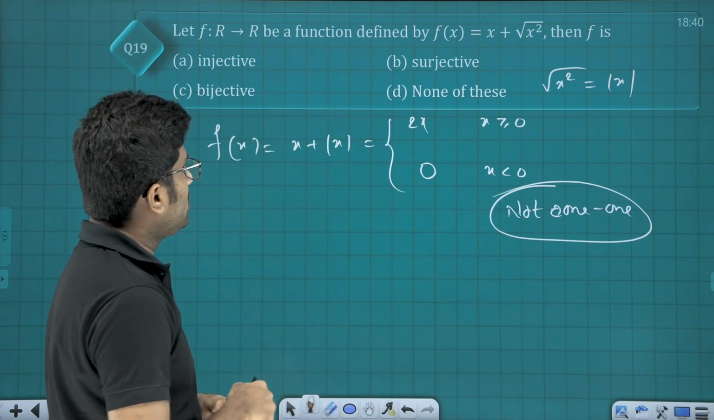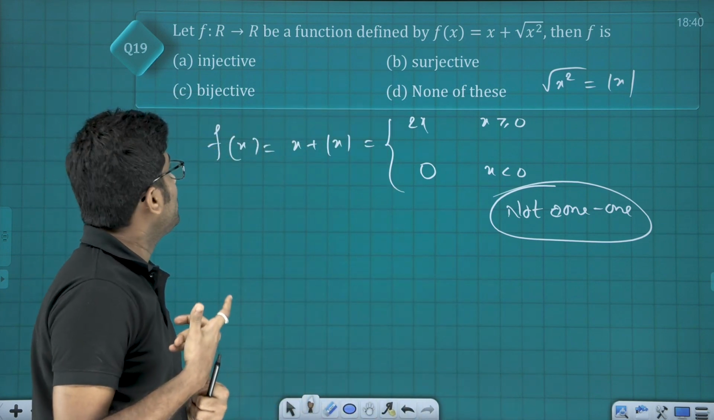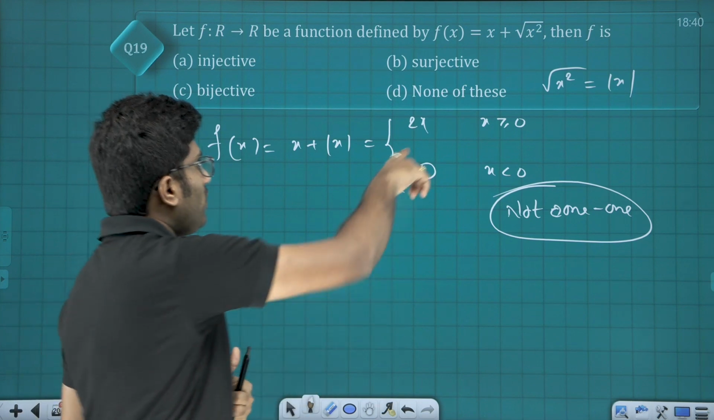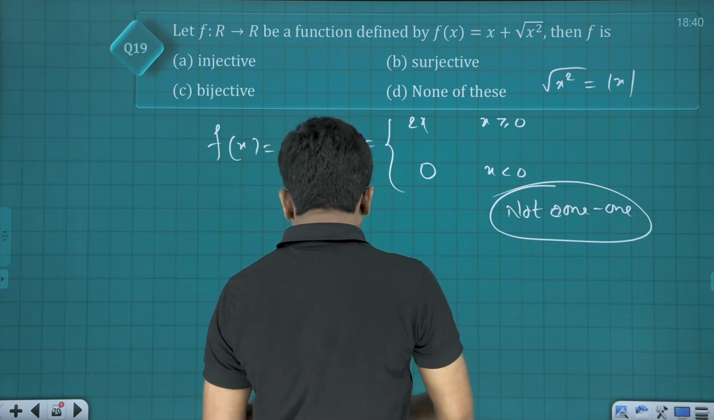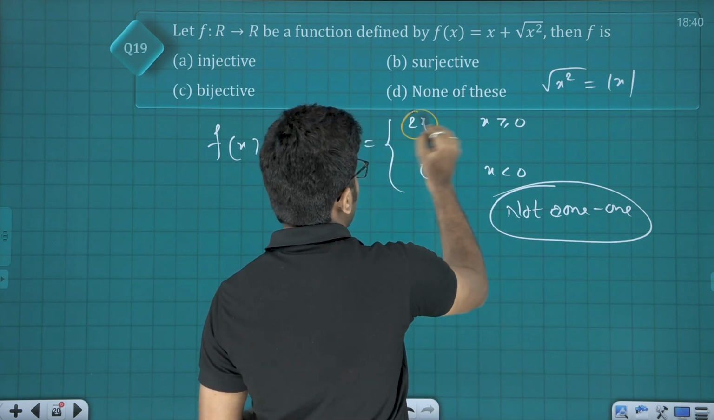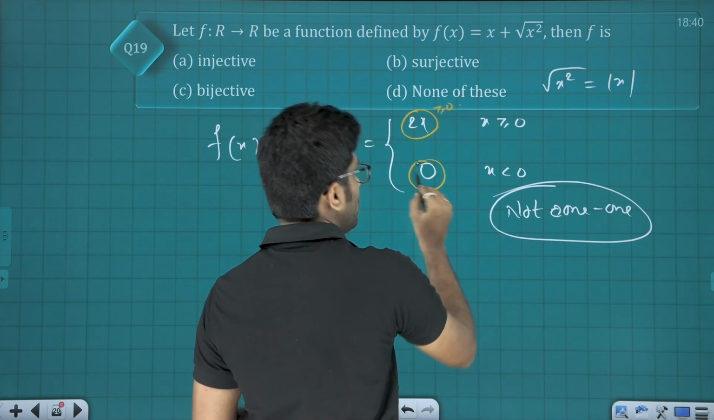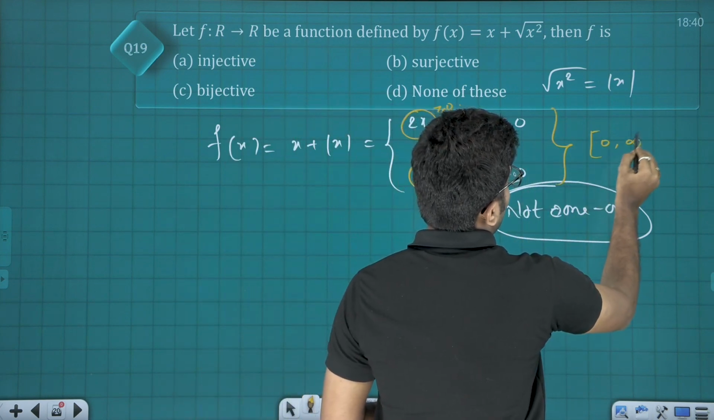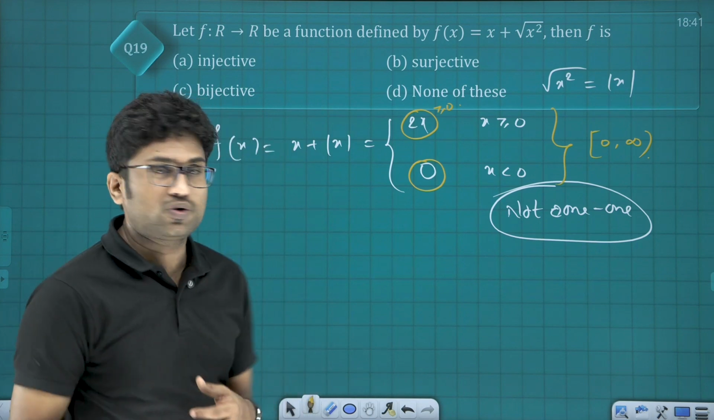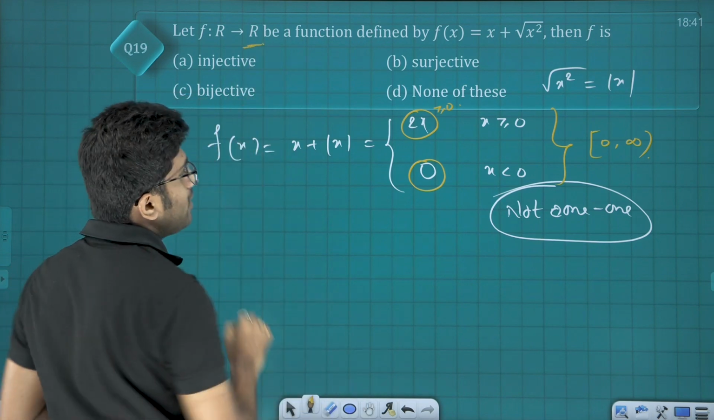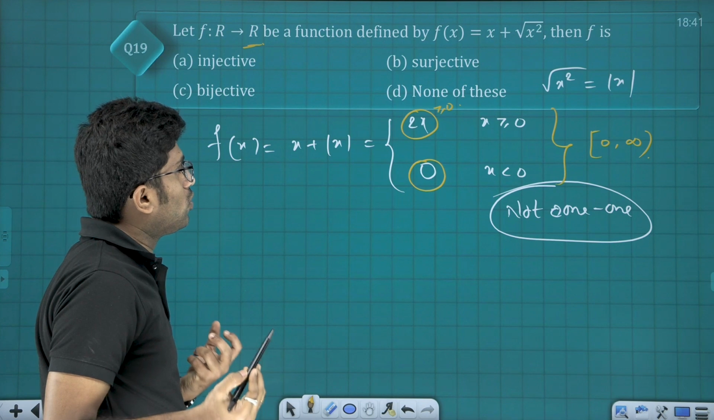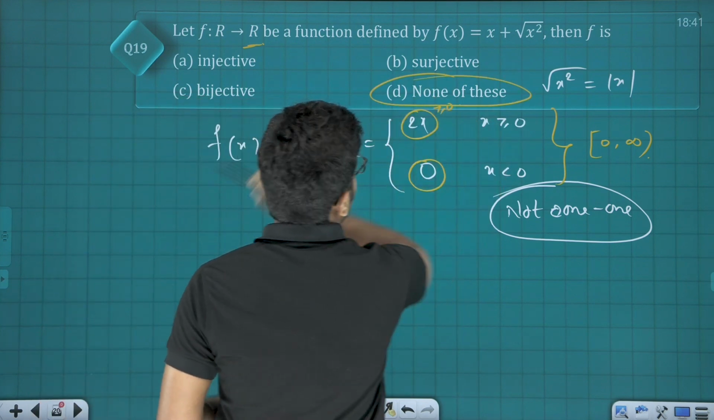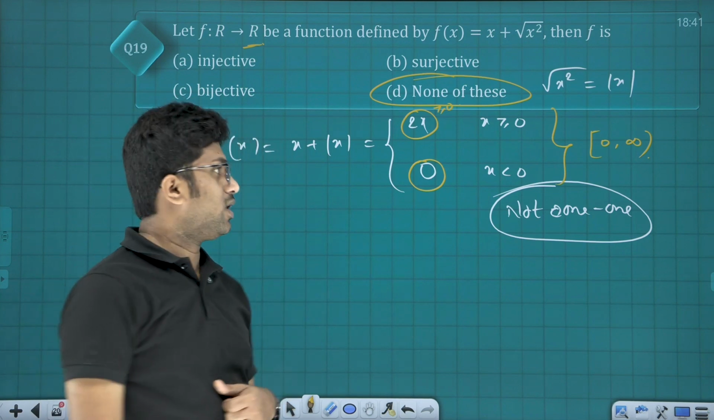Next, let's see whether it is surjective. 1-1 means injective. Coming to surjective, range should be equal to codomain. When x is greater than or equal to 0, 2x will always be greater than or equal to 0, and 0 is 0. So that means the range is clearly closed 0 to infinity only. But what is the codomain that they have given? Capital R. So range is not equal to codomain. Therefore, it is neither injective nor surjective. Option D, none of these.